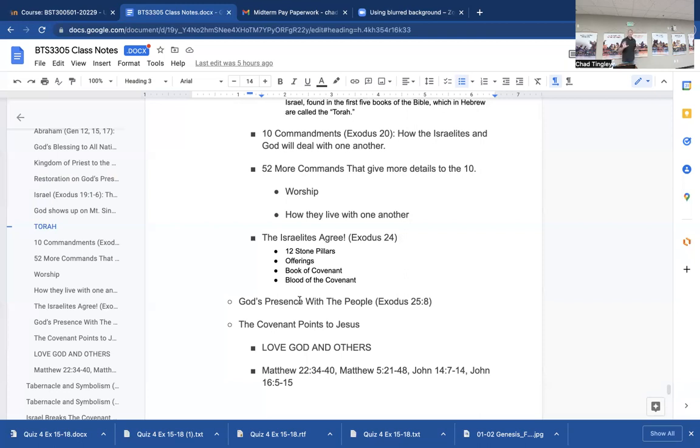In other words, if you're loving God with all your heart, mind, soul, you're focused, and you love your neighbor as yourself, then you're honoring the law and the commandments. So we could say that really this is it. Love God and love other people.